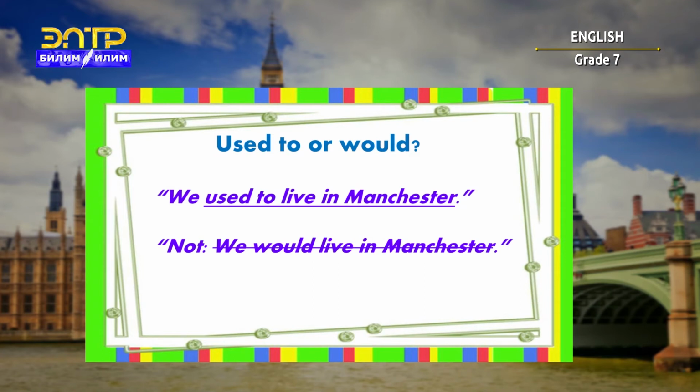Used to, but not would, can describe a state or situation which is no longer true. For example, we used to live in Manchester, but not we would live in Manchester. Or the townhouse used to be a Greek restaurant. It's Italian now. But we can't say the townhouse would be a Greek restaurant.